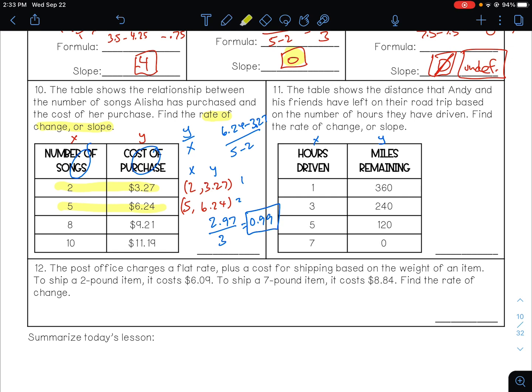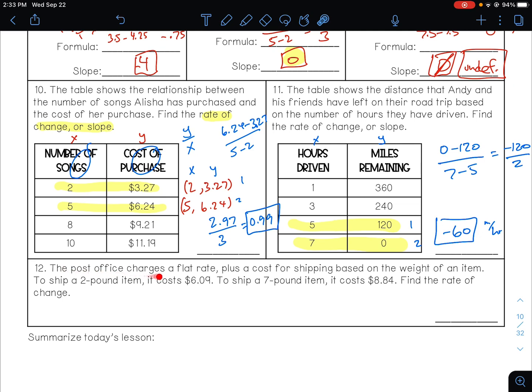I'm going to choose these 2 points because they're easy. This one and this one. This is going to be my second point. This is going to be my first point. It'd actually be easier if I did it the other way, but it's okay. So y is 0 minus 120, and then we do 7 minus 5. 0 minus 120 is negative 120. 7 minus 5 is 2. And then I could simplify that further. That equals negative 60. Negative 60 what? Negative 60 miles remaining per hour driven. So that is our rate of change or slope.